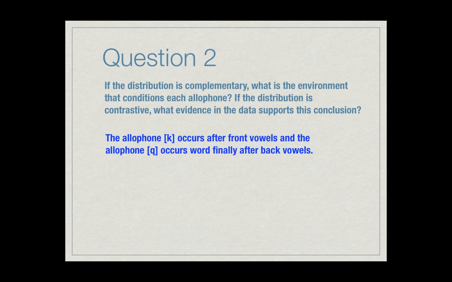The answer to question 2 is a statement which summarizes the consistent environments for the velar and uvular stops. The allophone k occurs after front vowels, and the allophone k occurs word finally after back vowels.